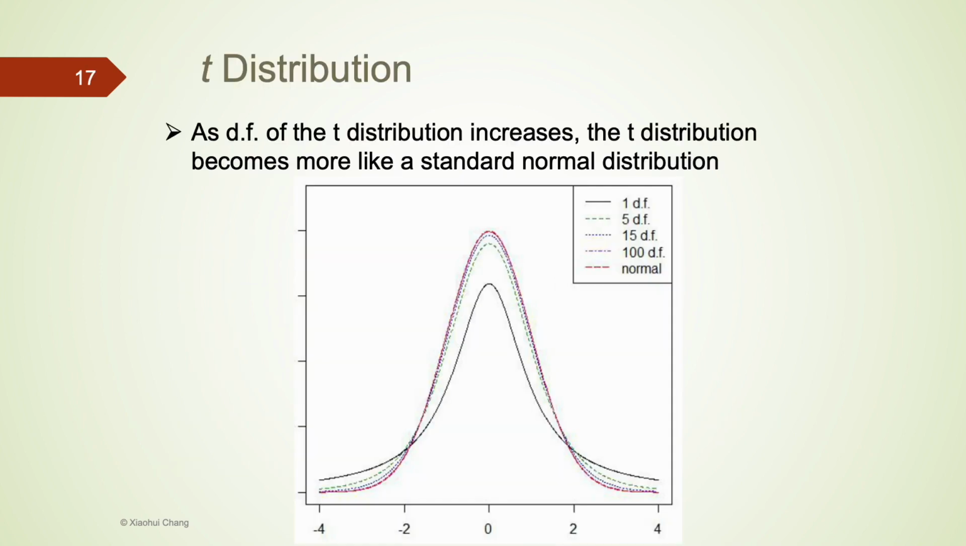This plot shows the relationship between z-distribution and different t-distributions. The curve on the very top is the z-distribution, the normal distribution. It is very close to the t-distribution with 100 degrees of freedom, but quite far from the t-distribution with smaller degrees of freedom, say 1 degree of freedom or 5 degrees of freedom. As the degrees of freedom of the t-distribution increases, the t-distribution becomes more like the z-distribution.